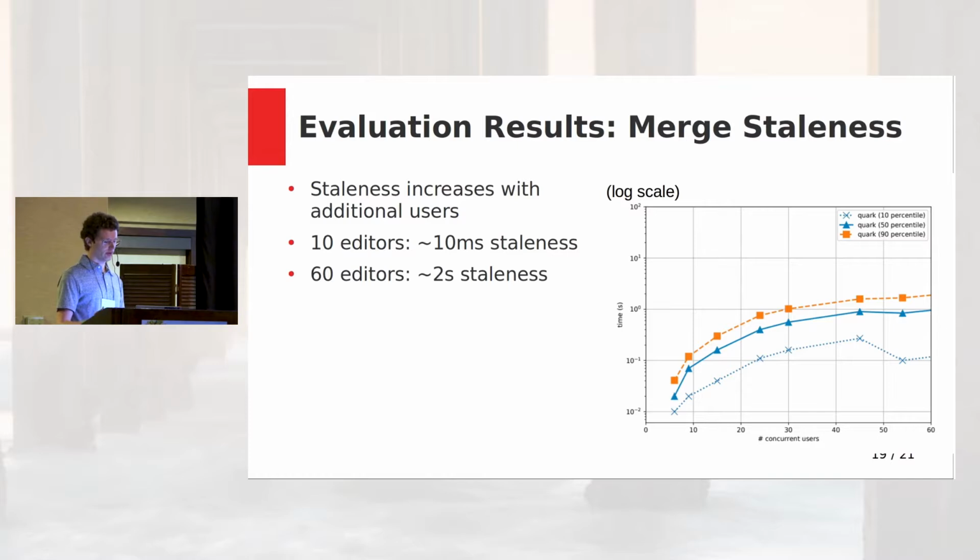The more interesting results are the staleness. So we do expect staleness to increase with additional users, and that is what we see on this log scale graph here. But it is still low. For about 10 editors, which is pretty reasonable for a collaborative editing document, you have about 10 milliseconds of staleness. That's essentially unnoticeable. For 60 editors, you will have about 2 seconds of staleness.